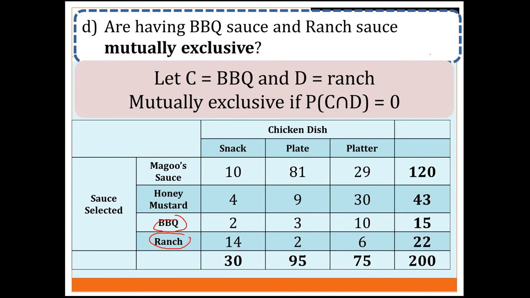So if you look at honey mustard and plate size, those are not mutually exclusive. There were 9 people who got both. But if instead I had 0 people in the survey get both, then they would be mutually exclusive. There would have been a mutual exclusiveness between honey mustard and plate size. So it's all just looking at if the intersection is equal to 0. In this case it is. Back to barbecue and ranch, like the question asks. Yes, it is.